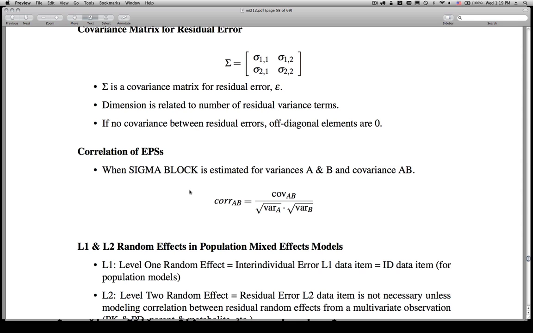So I owe you a couple things. I need to post the example data sets, and I'm also going to incorporate this example of coding the error block for a multivariate correlated endpoint where you have a combination residual error model.